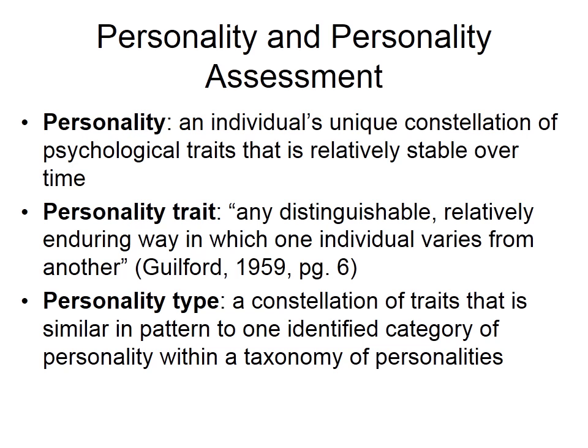Personality types refer to a constellation of traits that is similar in pattern to one identified category of personalities within a taxonomy of personalities. And taxonomy just means a structure. So for instance, when we talk about type A versus type B personalities, that isn't saying that all you need to know about someone's personality is whether they're type A or type B. But it also means that it's a constellation of traits. So a type A personality, for instance, is probably very high on conscientiousness, but they're also high on a need to achieve. They're also probably a little bit neurotic. So that's a constellation of traits that results in a personality type.